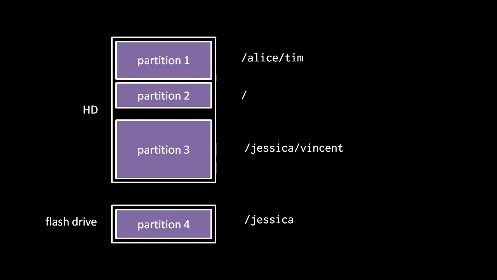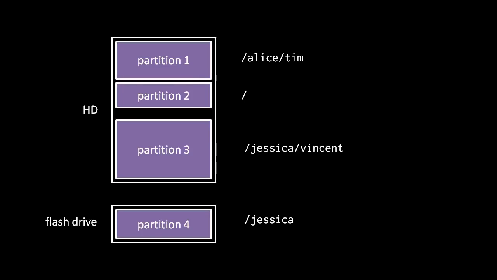Once a partition has been mounted to slash, we can mount additional partitions to directories found on other partitions which are already mounted. So here, for example, we have partition 2 mounted at root, and if we have a directory /Jessica, a directory which itself is in the root directory of partition 2, then we can mount partition 4 to /Jessica. Henceforth, /Jessica now refers to the root directory on partition 4, not the directory in partition 2.